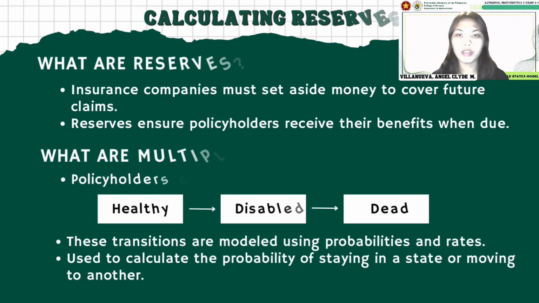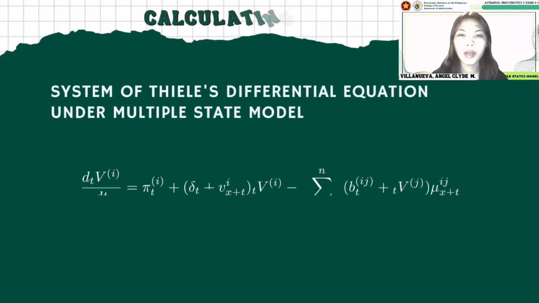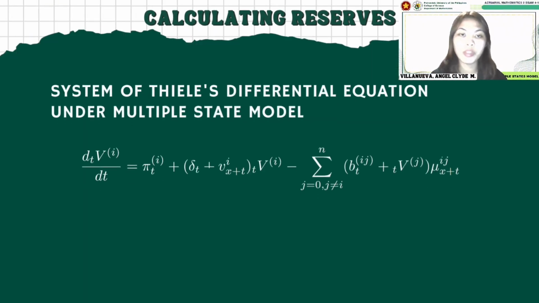Now let's discuss calculating reserves. A reserve is the amount an insurance company sets aside to cover future claims. In a multiple state model, an insured individual can transition between different states like healthy, disabled, or dead. The reserve calculation accounts for these transitions. So the system of Thiele's differential equations for a multiple state model is given as this equation. This equation describes the reserve dynamics for different states over time, incorporating premiums, interest, and transition rates between states.